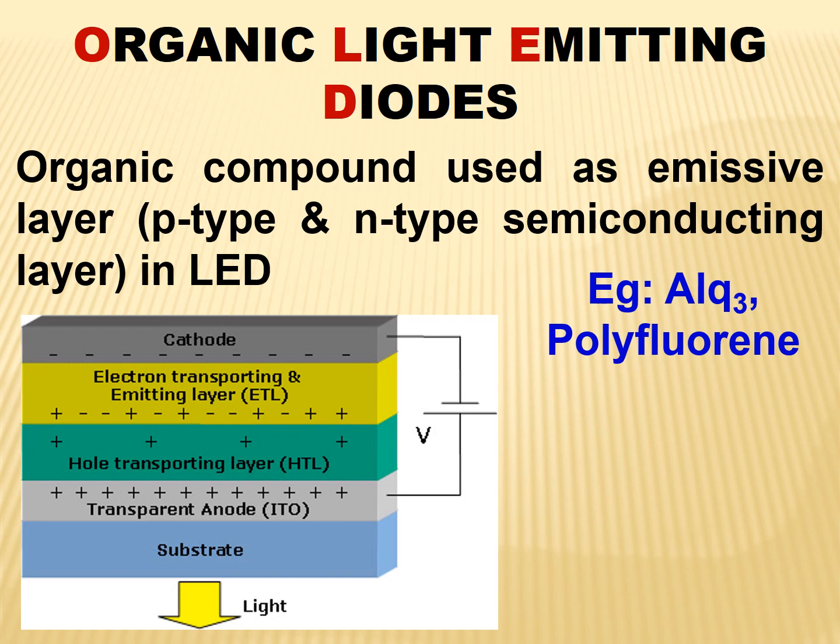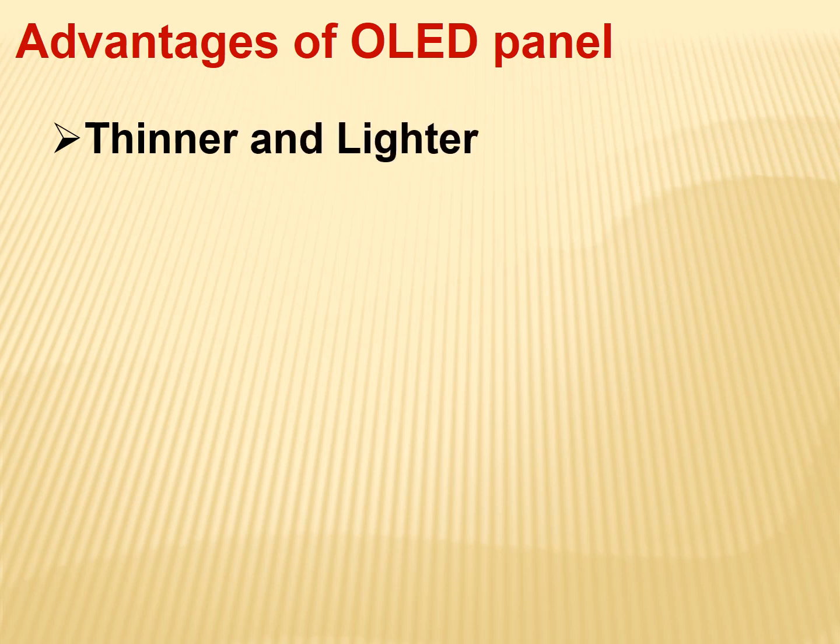Now what is the advantage of an organic light emitting diode? Why do you want OLEDs? What is the problem with LEDs? You can do anything with LEDs also, using inorganic semiconductors. Why do you want OLED? So the advantages: thinner and lighter. OLED panels can be made thinner and lighter. You can have a screen or a television the thickness of a paper. Some company, I think it is LG, has made a panel which is as thin as a paper.